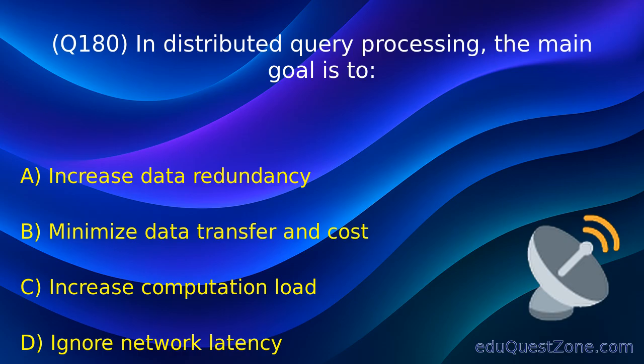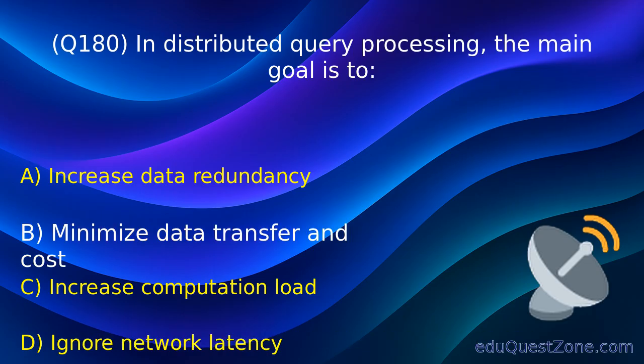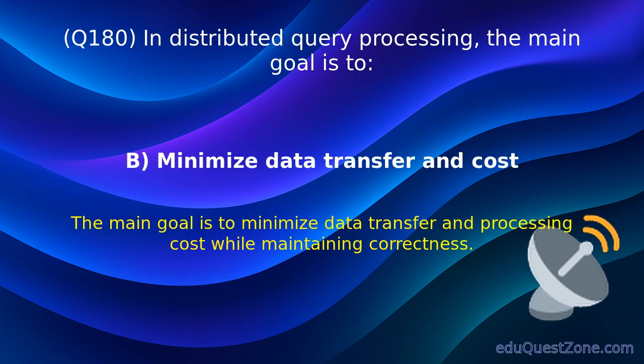Question number 180. In distributed query processing, the main goal is to. Option B. Minimize data transfer and cost. Distributed query processing aims to reduce data transfer and optimize performance.